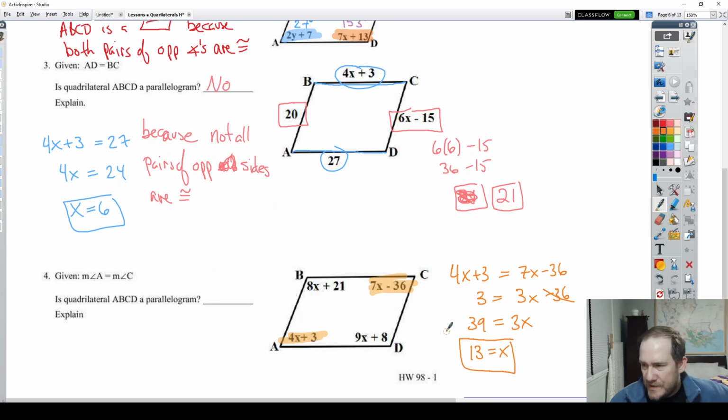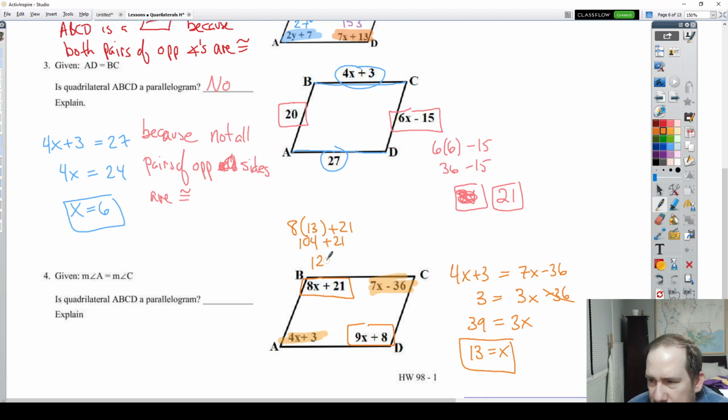So how does that help us? Well, we're basically wondering if these other two angles are congruent. I need these orange angles to be congruent. And then these don't have to be the same as the other two. I don't need all 4 to be the same, but I do need 2 pairs. So let's plug the 13 in. We're going to just find these values by plugging the 13 in. So 8 times 13 plus 21, what is that going to be? 104 plus 21, which is 125.